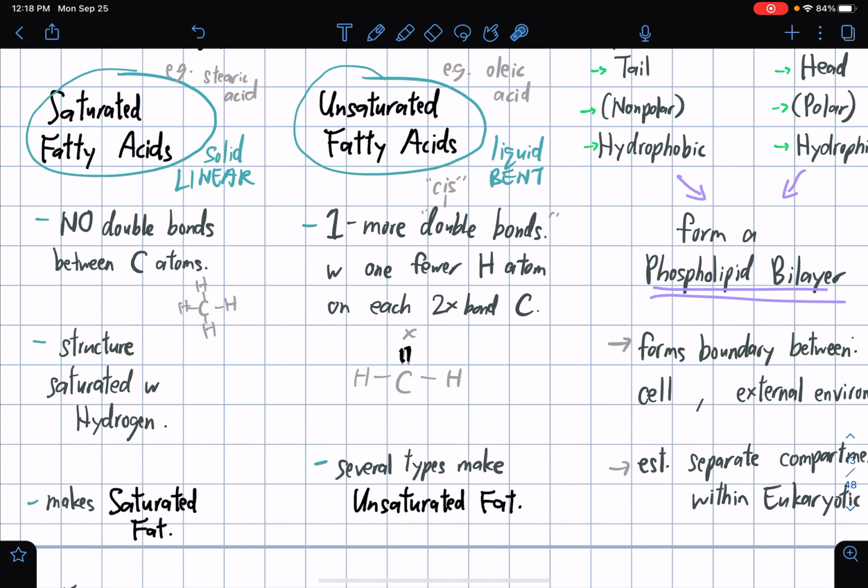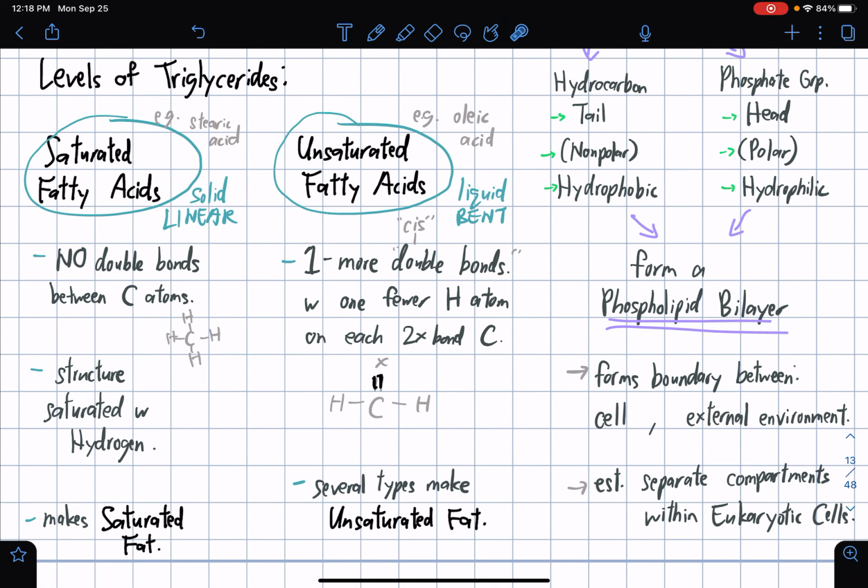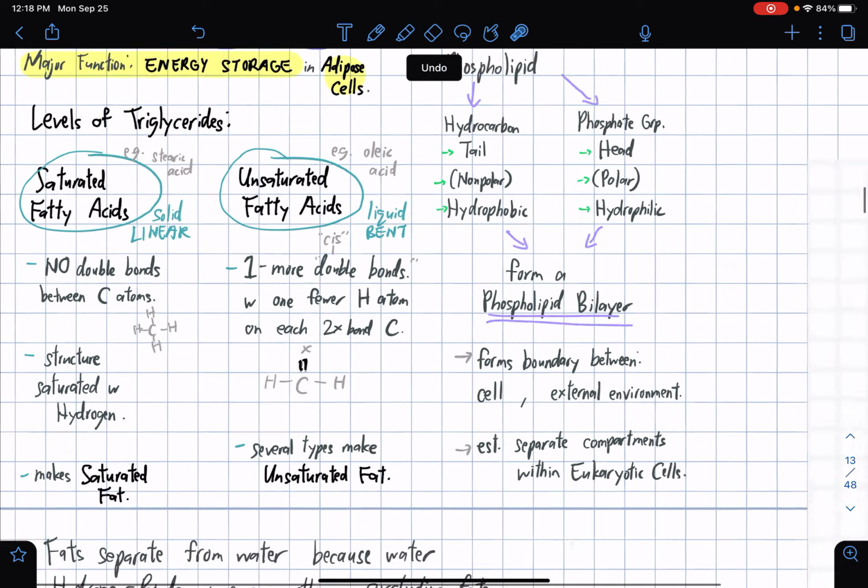Several types make unsaturated fat. Let me tell you this already: saturated fatty acids are the unhealthy kinds of fat. They can cause cardiovascular diseases such as atherosclerosis, sorry if I mentioned it incorrectly, basically the buildup of plaque in the arteries, or generally the blood vessels. Unsaturated fatty acids, because they are liquid, do not cause plaque in the blood vessels, therefore they are healthy. One example is olive oil.